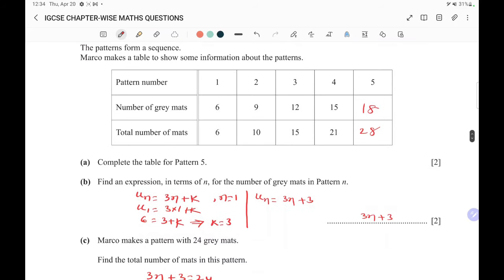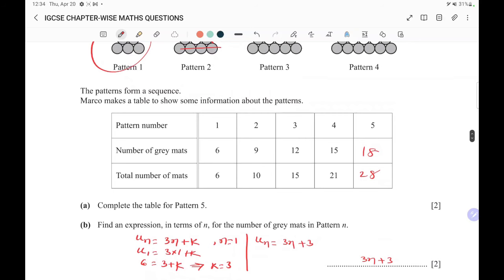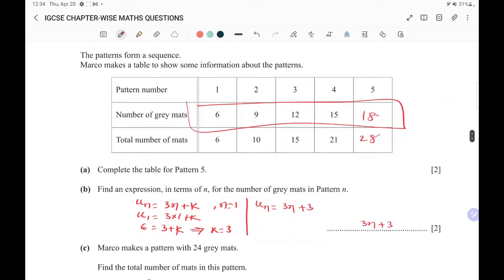Okay, now find an expression in terms of n for the number of gray mats in pattern n. Number of gray mats. Okay, this is the gray mat, right? So 6, 3, 9. The first difference is the same, right? So here it's plus 3, plus 3, plus 3 only.